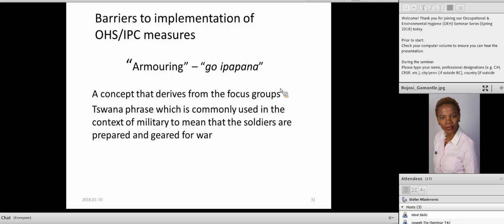Okay, so out of the barriers to implementation, we came up with a concept called armoring. And this was from what healthcare workers themselves talked about. Huipapana is actually a Setswana word, normally used in the context of the military when the soldiers are fully geared for war. So I'll show you a code in the next slide here, which talks about this particular concept.